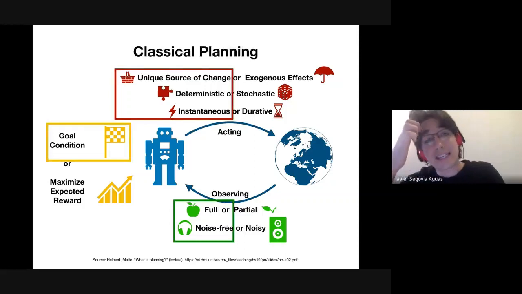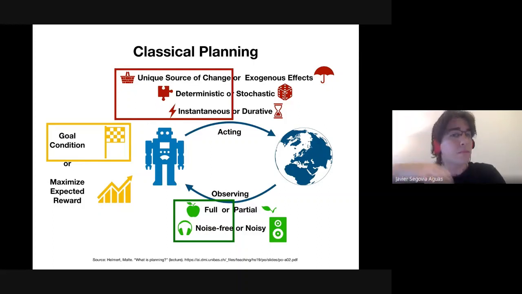So what is classical planning about? Classical planning is maybe the most simple planning paradigm, which is that actions are the unique source of change. They are deterministic, they are instantaneous, the observations are full and noise-free, and we have a goal condition.